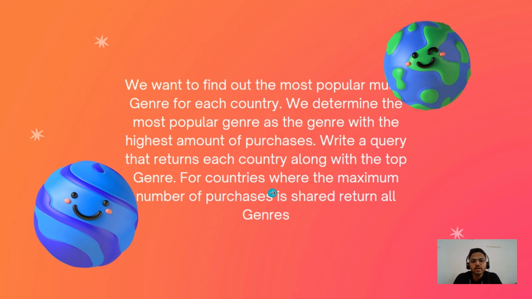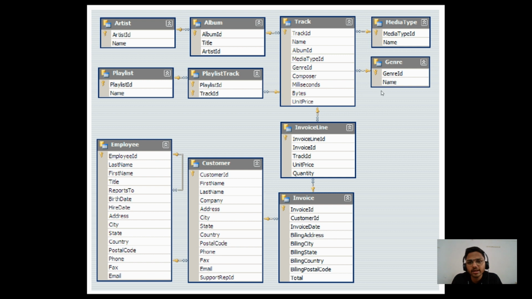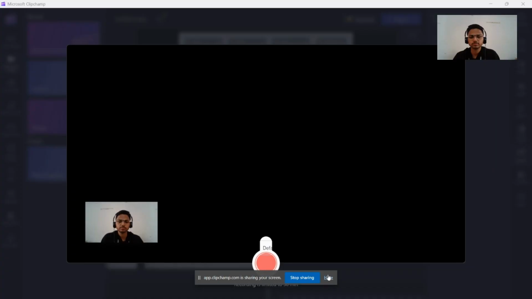For countries where the maximum number of purchases is shared, there may be a tie, so we need to return all genres. I hope you got some idea that these tables will be useful now: genre, track, invoice line, and invoice. We will again be joining by genre ID, then track ID, and then invoice ID. So let's see the code.